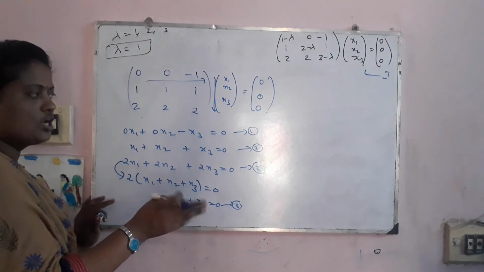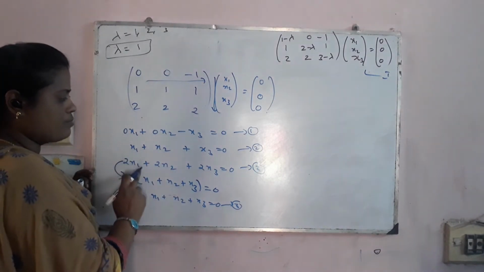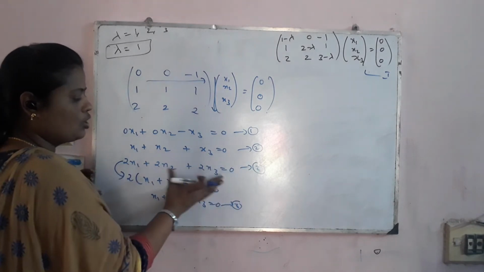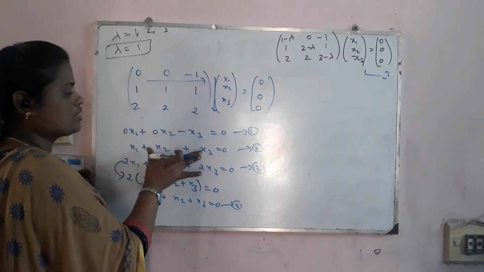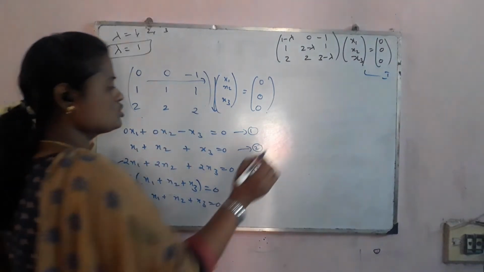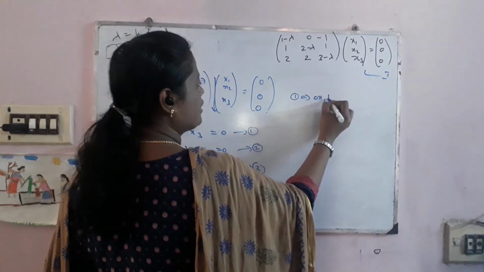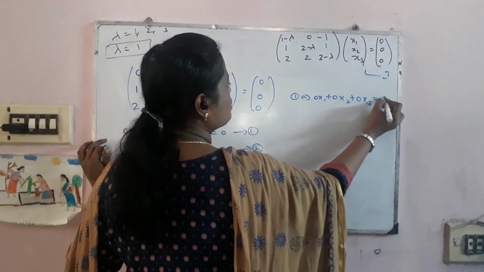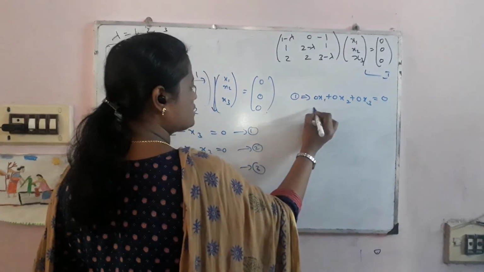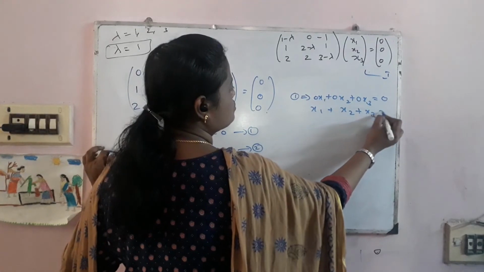It is your wish which equation you select, but you should not select the same equation. If you select 2 and 3, obviously the 2 equations are same. So you have to select equation number 1 and 2. Equation number 1 is 0x1 plus 0x2 plus 0x3 equal to 0. Equation number 2 is x1 plus x2 plus x3 equal to 0.